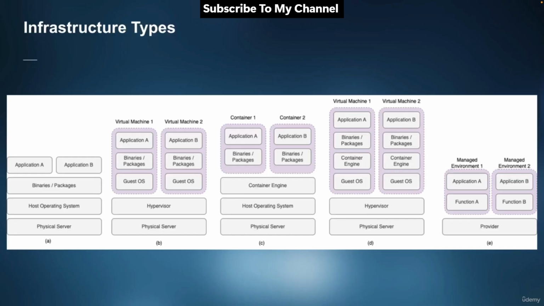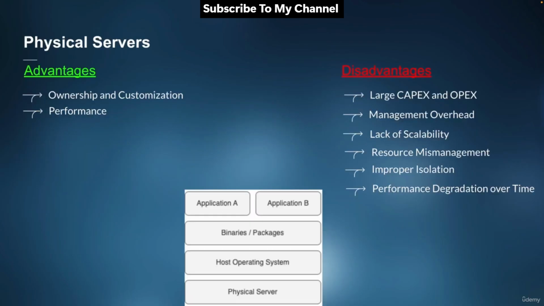This diagram lists different infrastructure options for deploying and managing applications. To better understand the difference between each type, consider a scenario where company X requires 2 applications, A and B, to be deployed. Let us begin by talking about physical servers.